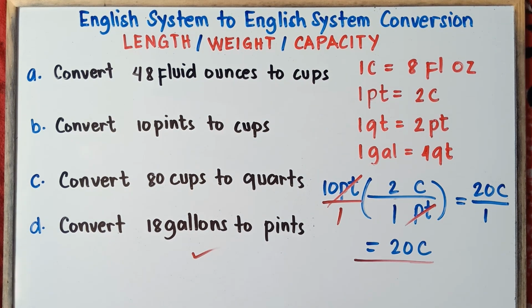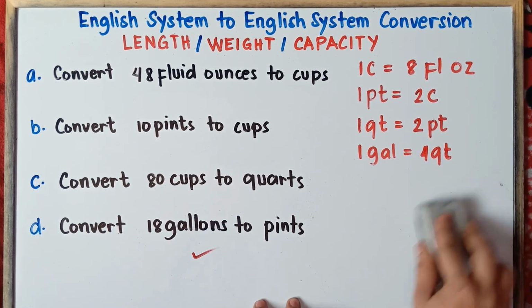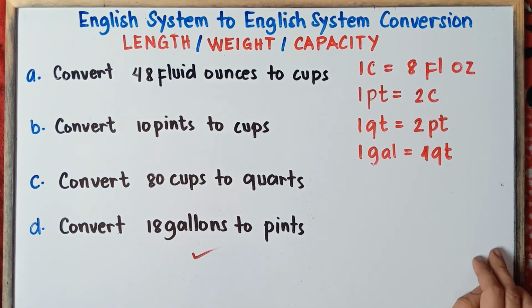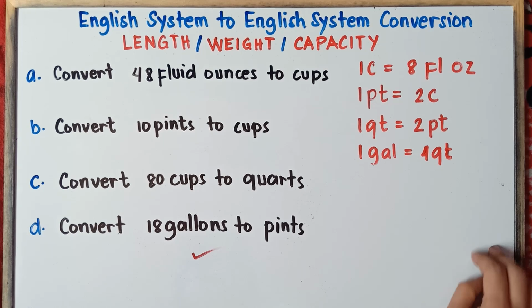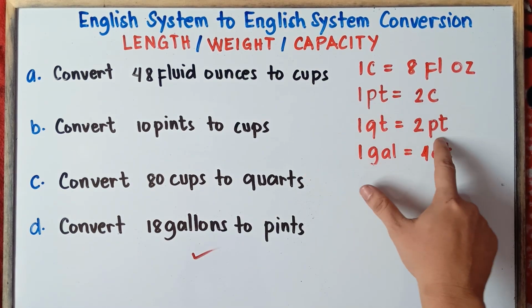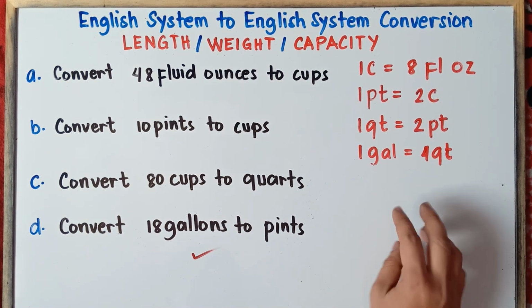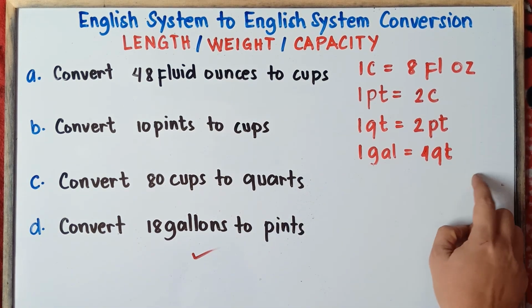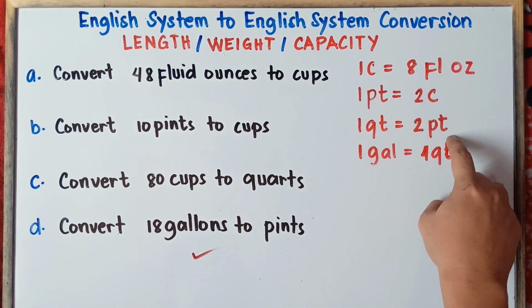Alright, so let's have letter C. 80 cups convert to quarts. So do we have cups to quarts in our conversion? Nope, we don't have cups to quarts directly. We have cups to pints and then pints to quarts. So therefore, we need to convert cups to pints and then pints to quarts.